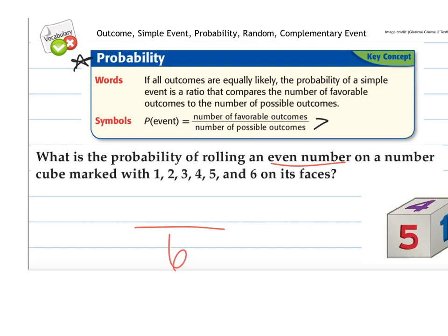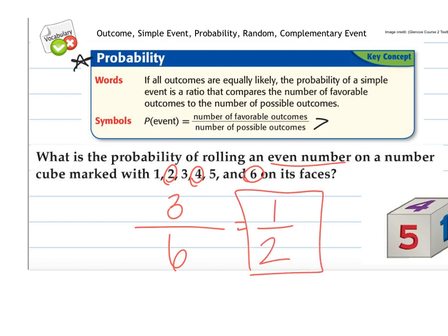The favorable outcomes, that's what we're looking for, the even numbers. Those would be 2, 4, 6. That's 3 numbers. And that would simplify to 1/2. So the probability that with a 6-sided dice that you roll an even number is 1/2. So it's a 50% chance you'll roll an even number. That means a 50% chance you'll roll an odd number.